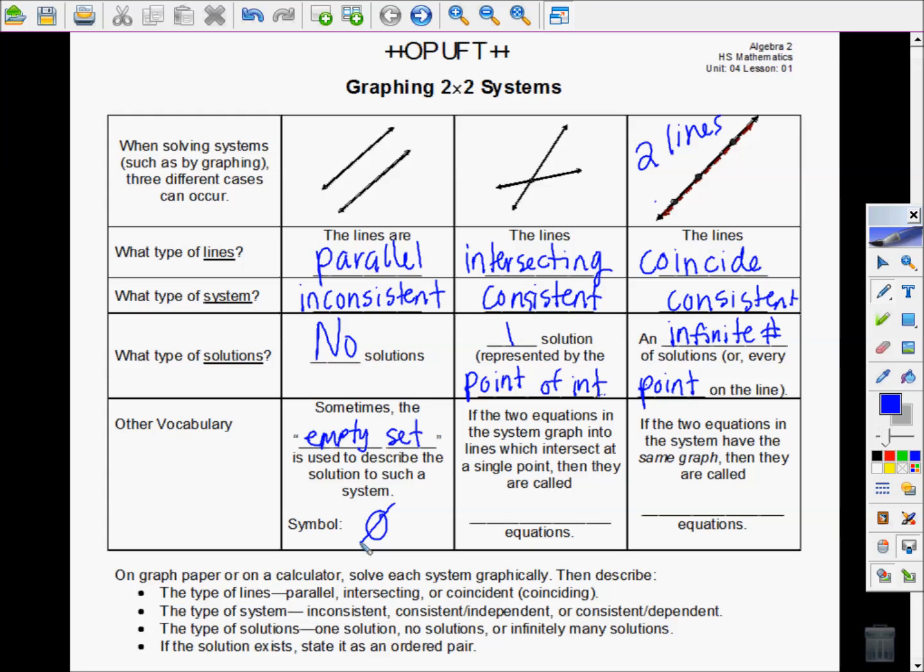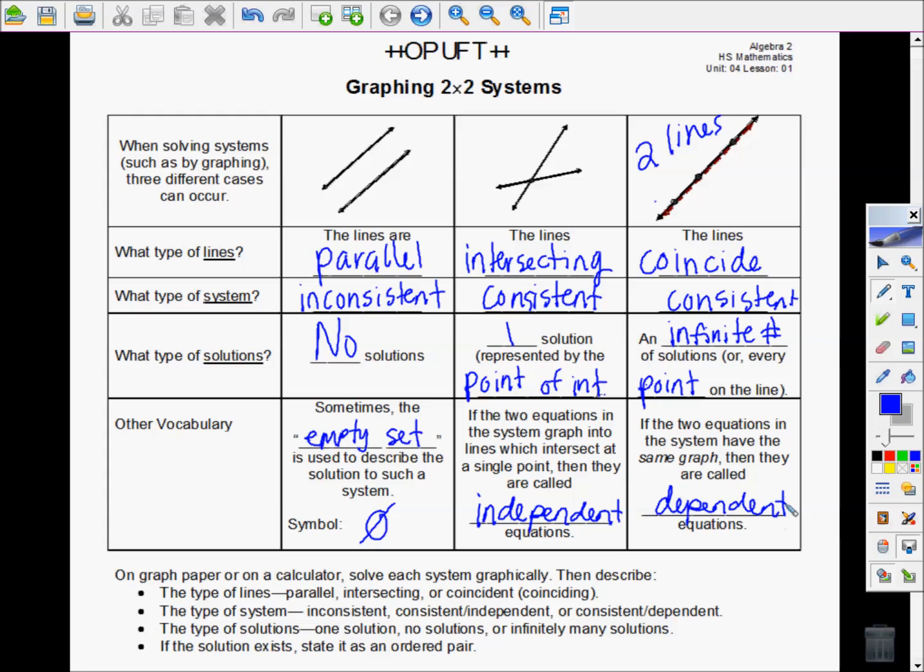No, it's independent. This is an independent equation. And the other one's dependent. Oh, you're smart, man. Good job.